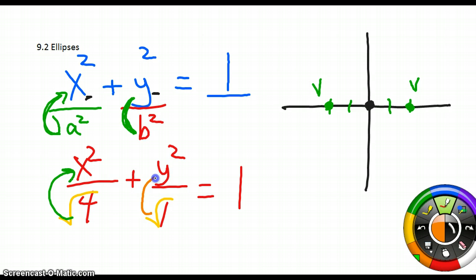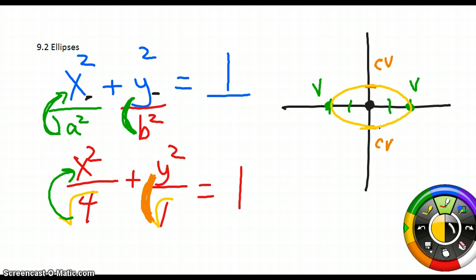Now we'll move this number in the y direction. So the square root of 1 is 1. So we'll go up 1 and we'll go down 1. How do I know which direction to go? It's underneath the y, so we'll go in the y direction. These are what's going to be referred to as the covertices. And then if we connect these 4 points, we will get our ellipse.